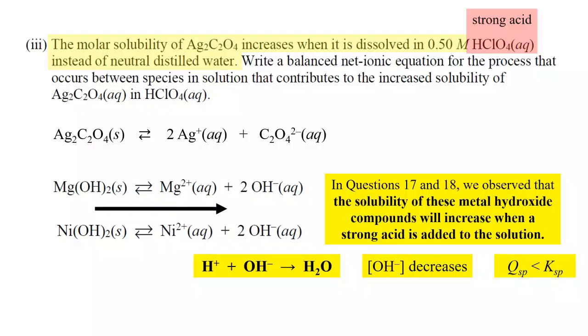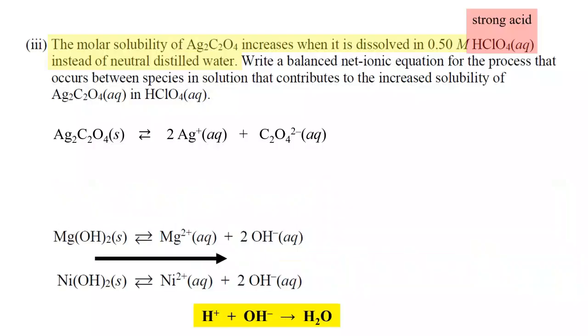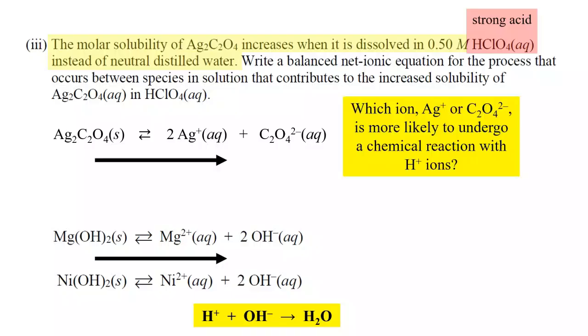Now, we don't see any hydroxide ions in the equation for the dissolution of silver oxalate, but let's focus on the fact that here come the H plus ions from this strong acid. What could they possibly react with that would drive this equilibrium, or shift this equilibrium, from left to right? So what could the H plus ions react with? Which ion, Ag plus or C2O4 2 minus? Is it silver or oxalate that is more likely to undergo some sort of chemical reaction with H plus ions?